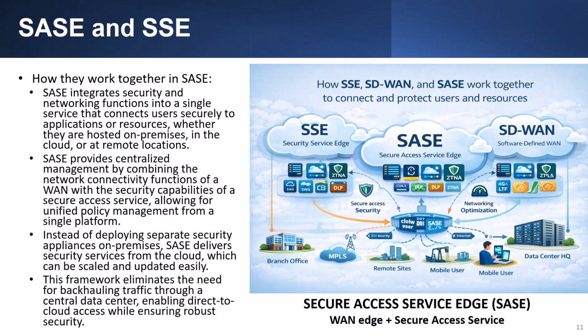How they work together in SASE. SASE integrates security and networking functions into a single service that connects users securely to applications or resources, whether they're hosted on-premises, in the cloud, or at remote locations. SASE provides centralized management by combining the network connectivity functions of a WAN with the security capabilities of Secure Access Service, allowing for unified policy management from a single platform.